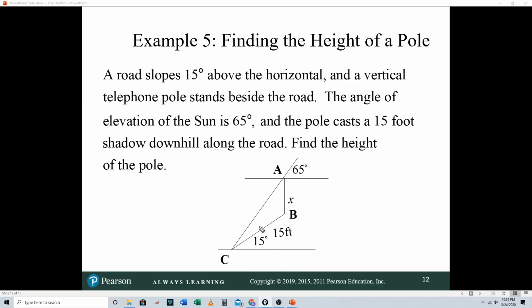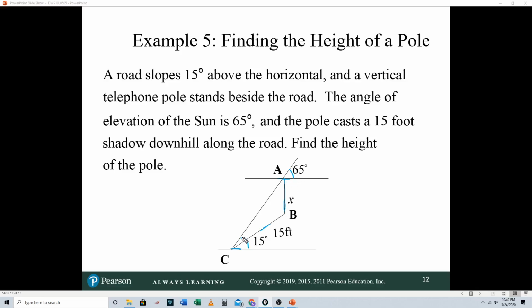So let's just go with the fact that this right here is 15. That's the shadow, the 15-foot shadow. We want to know how tall it is, and this is the height of the pole. We're given that the angle of elevation, which is also right here, is 65. Remember from geometry, these are parallel lines, because a road is going to make parallel lines. We're just going to assume they're parallel, and that's a safe assumption for these word problems.